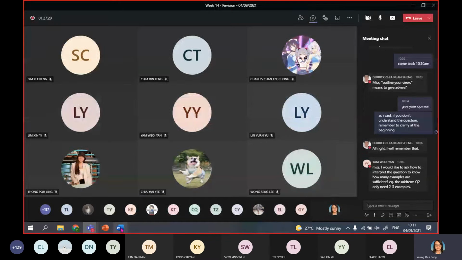All right. Welcome back. Wei Yan, I would like to ask how to interpret the question to know how many examples are sufficient. For example, the midterm Q2 only needs 2 to 3 examples. Yes, if you are talking about Q2, 2 to 3 examples are sufficient. Of course, for the 2 to 3 examples, you choose the ones that you have many things to write about.